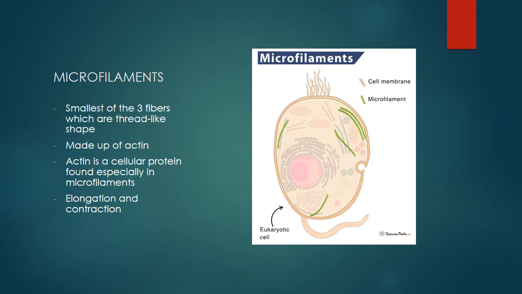First is microfilaments. It is also called actin filaments because it's made of a protein known as actin. It also provides tracks for movement, and microfilaments are necessary for cell movements, cell division, and muscle contraction.